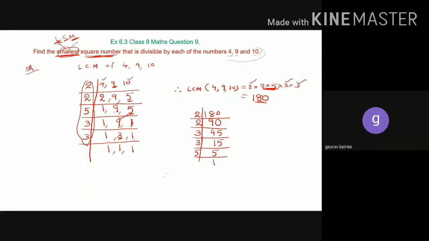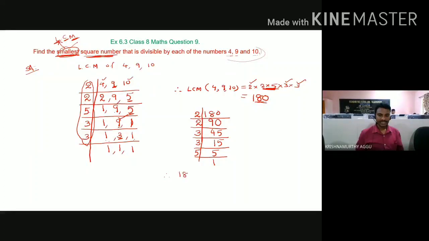So therefore, you can write the prime factorization of this 180 as the multiplication of all these numbers: 2 into 2 into 3 into 3 into 5. Here you need not multiply anything. You observe the prime factor 2 is having a pair. Prime factor 3 is having a pair. But the prime factor 5 is not having a pair. Yes or no?